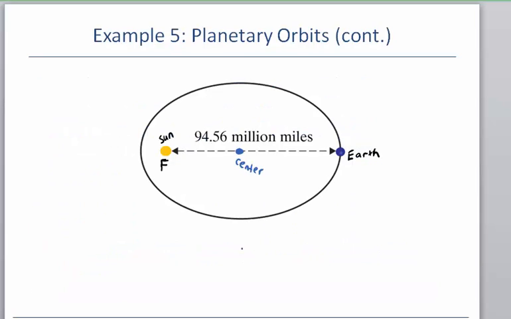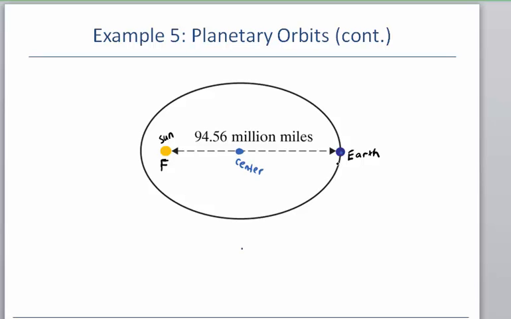Okay, so let's go ahead and see what we can do in terms of working this problem. One thing that I know for sure is that this distance from focus to vertex on the Earth is equal to 94.56. So what I want to try to do is write an equation to represent that.